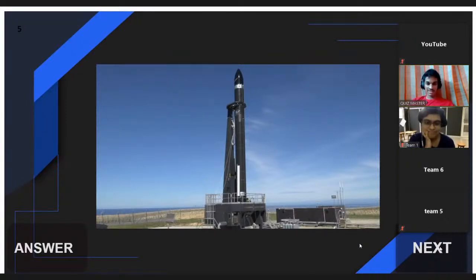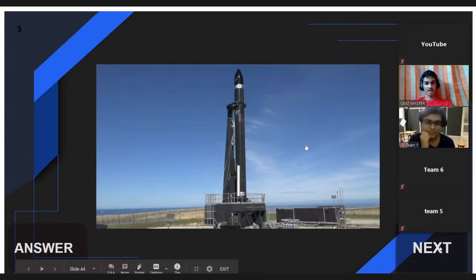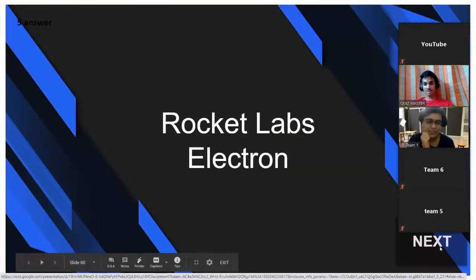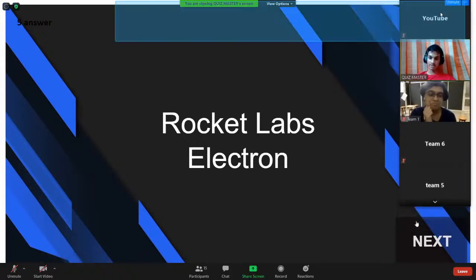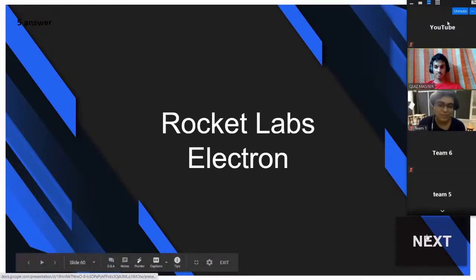Though I like that a lot of guesses were from private companies like this. The actual answer you're looking for is the Electron rocket by Rocket Lab. A small rocket meant for smaller satellites. That's their business model. So plus 15 points to team 4 and team 5 for guessing the Electron rocket. Moving on.